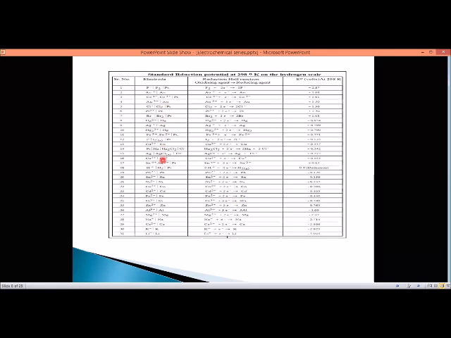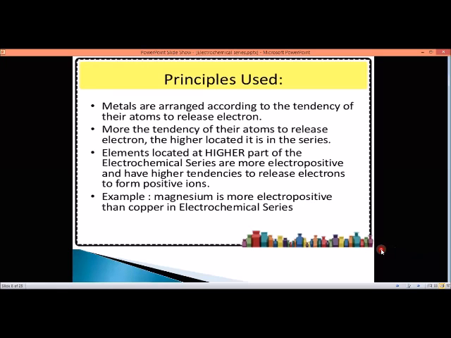On the left hand side you can see the representation of half cells. In the middle you can see that it is undergoing reduction. What is reduction? Reduction is gain of electron, and since it is gaining the electron, it is forming its respective atoms or its respective ions. What will the third column talk about? The SRP. SRP is standard reduction potential. So this whole setup is known as your electrochemical series.